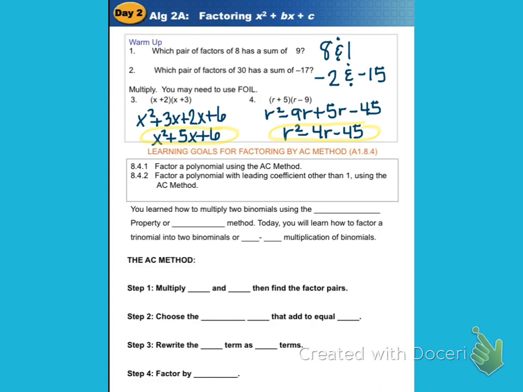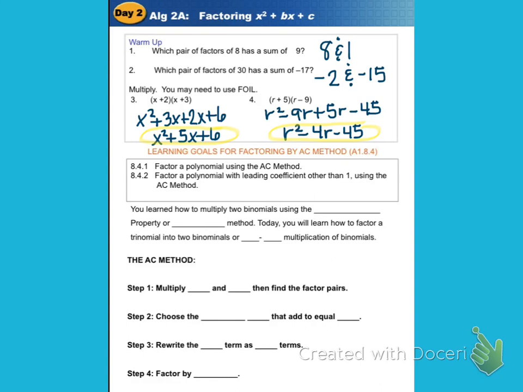Same thing with factors of 30, but they have to add up to negative 17. That would be negative 5 and negative 15, because remember, two negatives multiply to give you a positive, but of course they're going to add to give you that negative 17. And then, of course, practicing our use of FOIL.